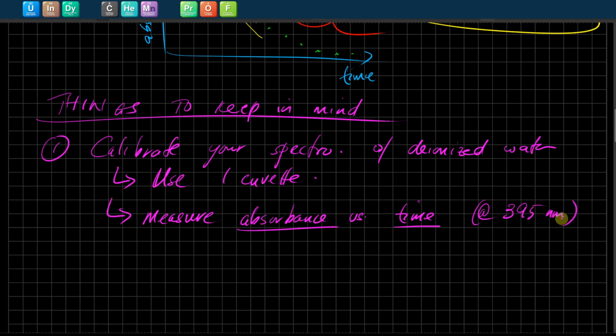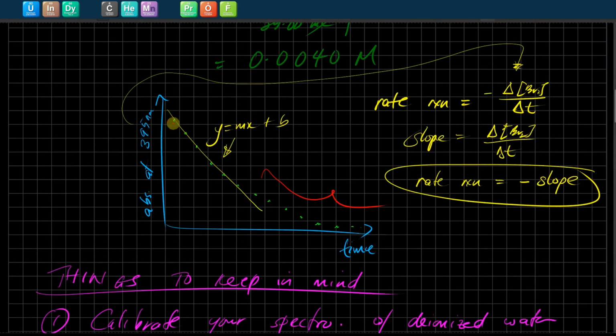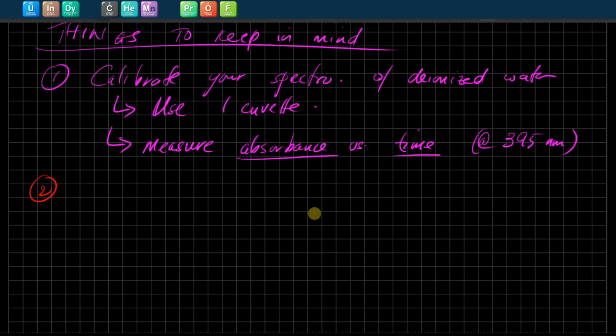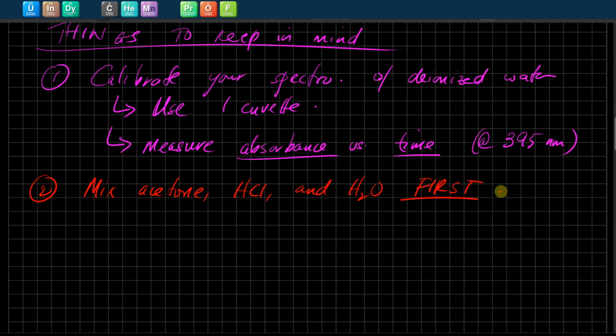So we'll need to switch over to absorbance versus time, and we need to choose 395 nanometers as the wavelength to measure this at. The second thing to consider is this reaction is very, very fast, and we want the initial rate of this reaction to put into our table. So we need to only mix our solutions when we're ready to take measurements. The way we're going to do this is mix the acetone, HCl, and water first, because if we add bromine in there, that will start the reaction.